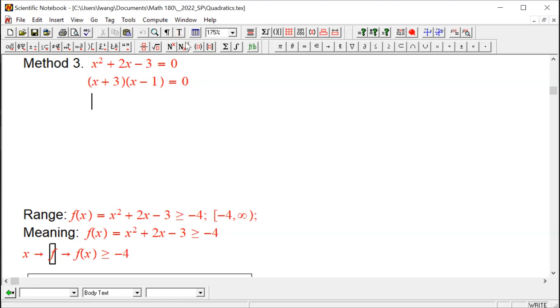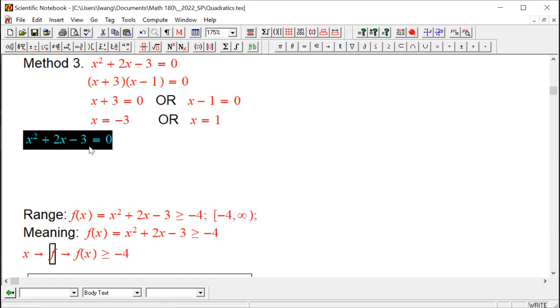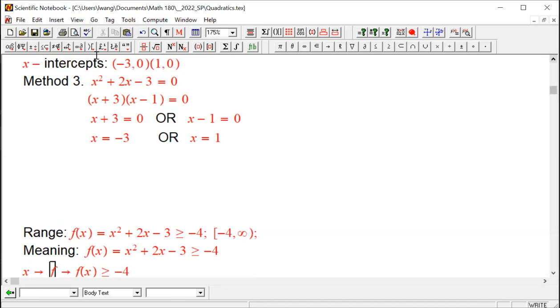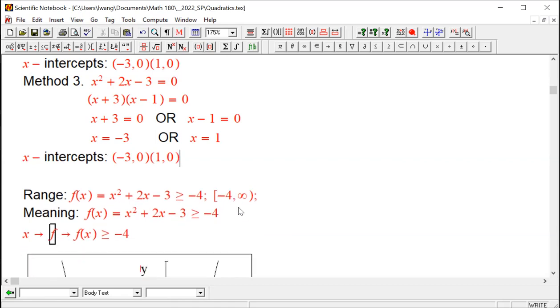And use principle number 5, we get x plus 3 equals 0, or x minus 1 equals 0. And then you get x equals negative 3, or x equals 1. So you still get the x-intercepts. So there are 3 methods.